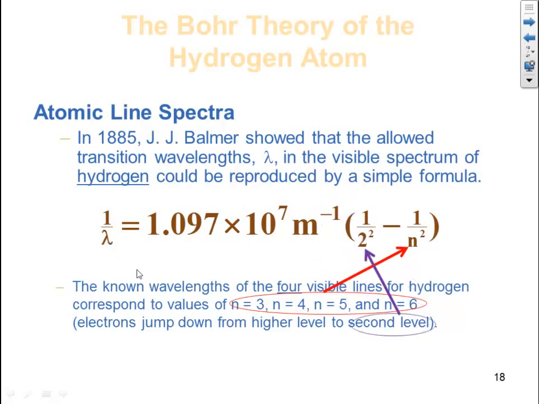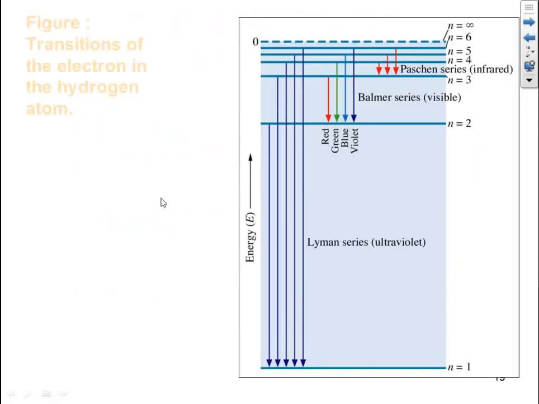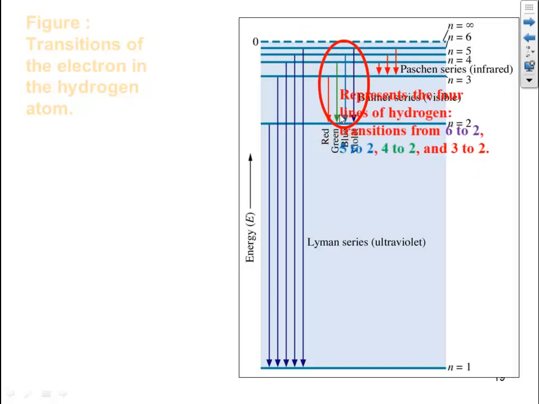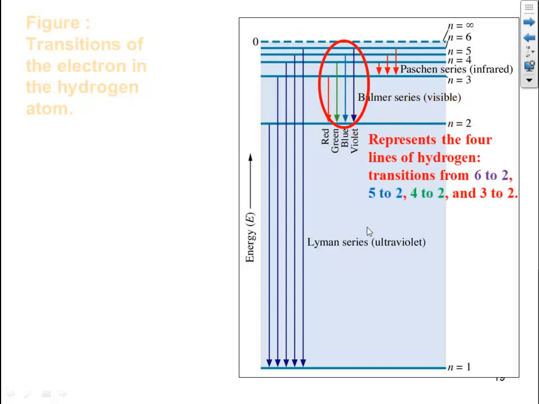Now what happens with hydrogen is electrons jump down from a higher level to the second level. So we find out the energy associated with that jump from a higher level to that second level. Here are the transitions of the electrons in the hydrogen atom. Here are the 4 jumps we're seeing, coming from the 6th level to the 2nd, the 5th to the 2nd, the 4th to the 2nd, and the 3rd to the 2nd. This represents the 4 lines of hydrogen, those transitions from the higher levels to the second level.